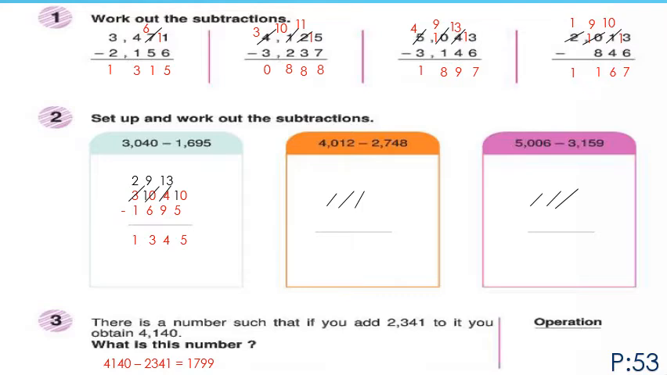Now we have 4012 minus 2078. The same way, we start from the ones place value. We look, can we subtract 8 out of 2? Of course no. So we go and borrow from the number in tens place value, which is 1. 1 will become 0, and the 2 will become 12. 12 minus 8 is 4.